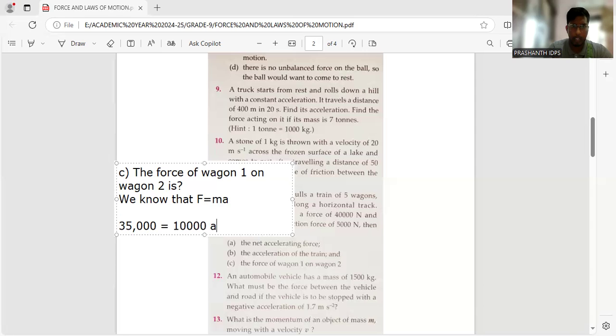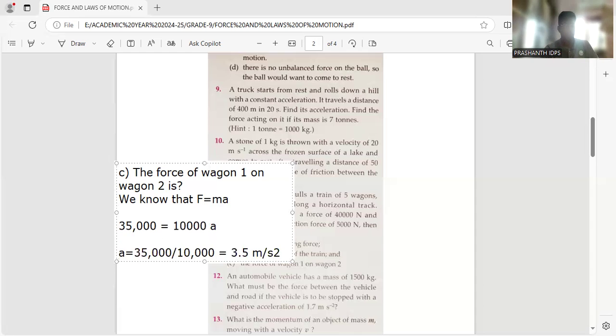But we do not know acceleration here because it did not give acceleration. So what will be the a value? Mass is 10,000, including total 5 wagons. So I will not take the engine because he is not asking about the engine here. So total wagons are 5. So 10,000. Therefore, a is equals to 35,000 divided by 10,000. So what will be the answer? 3.5 meter per second square. You will be getting 3.5 meter per second square.